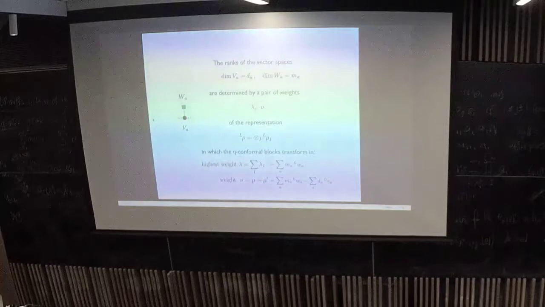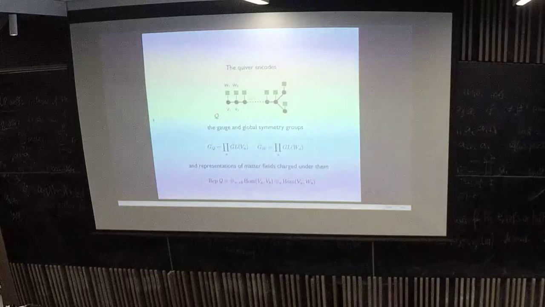Which ones are the gauge nodes, the green or the red? Well, the gauge nodes are the ones with the links between them. Exactly, it's the finite type quiver that enters, not the affine. Right. Very good.